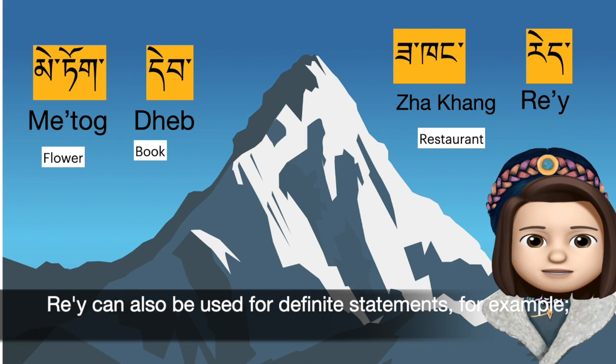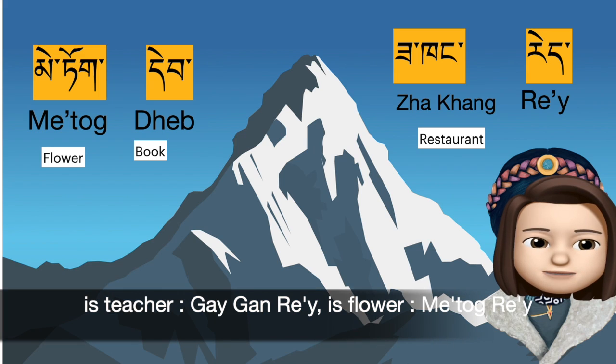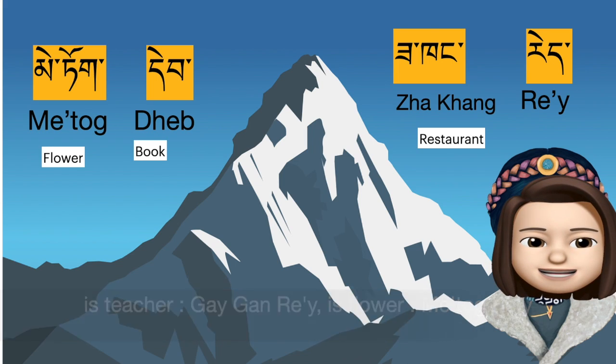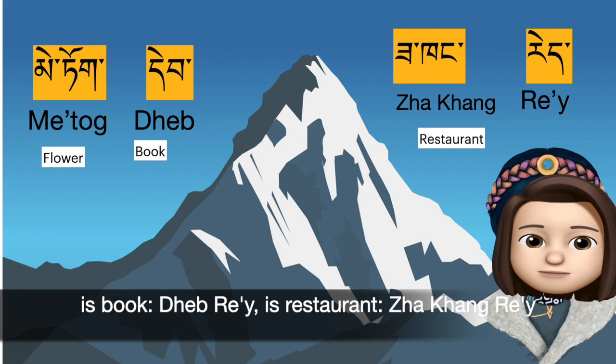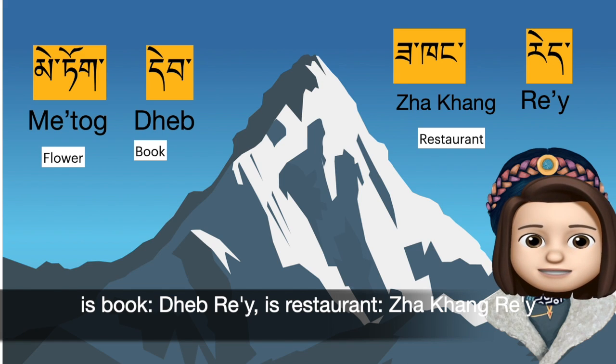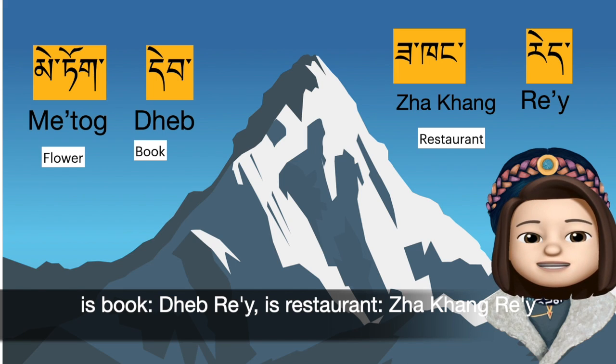For example, "this is a teacher" is ge gin re. "This is a flower" is me tok re. "This is a book" is thep re. "This is a restaurant" is sa kang re.